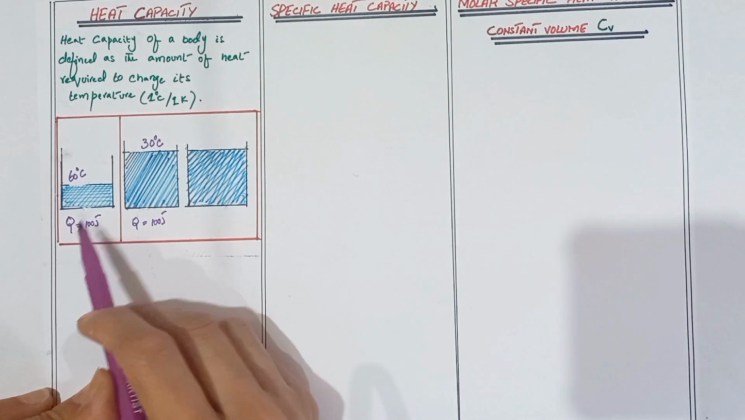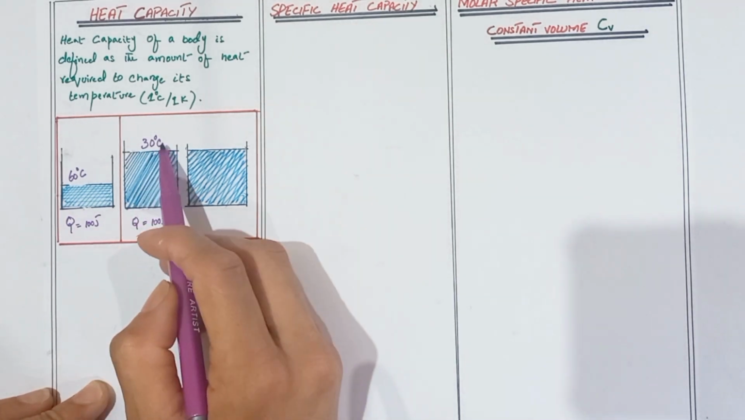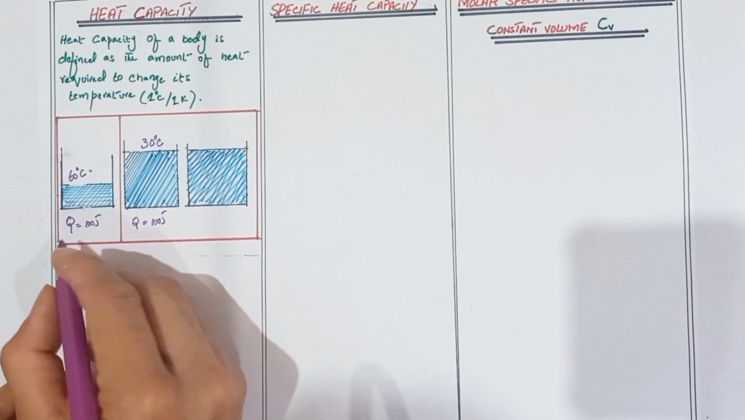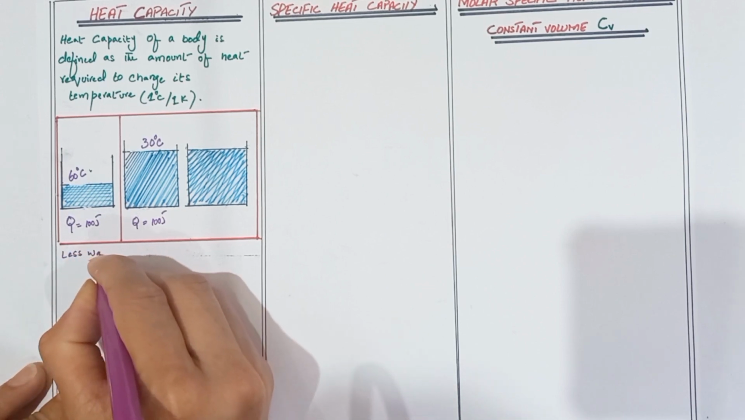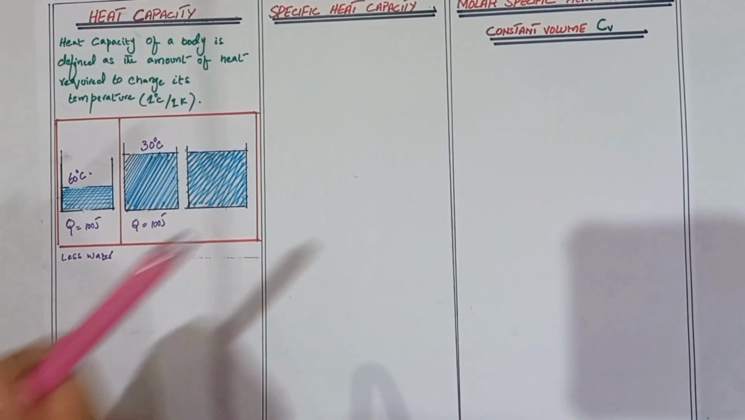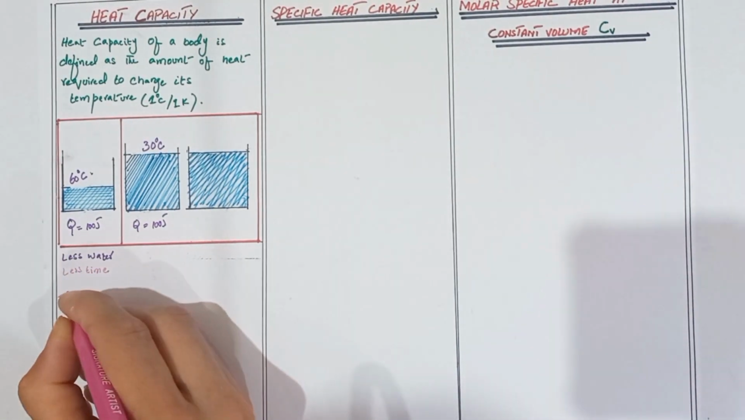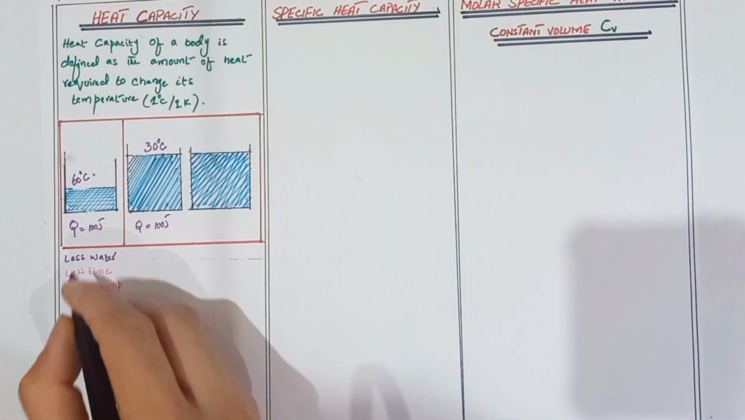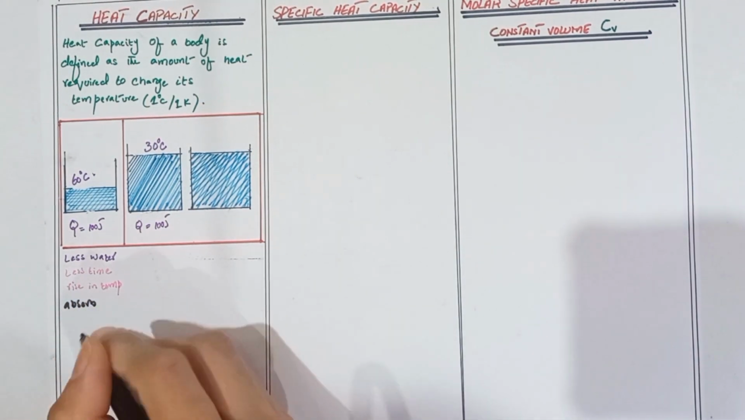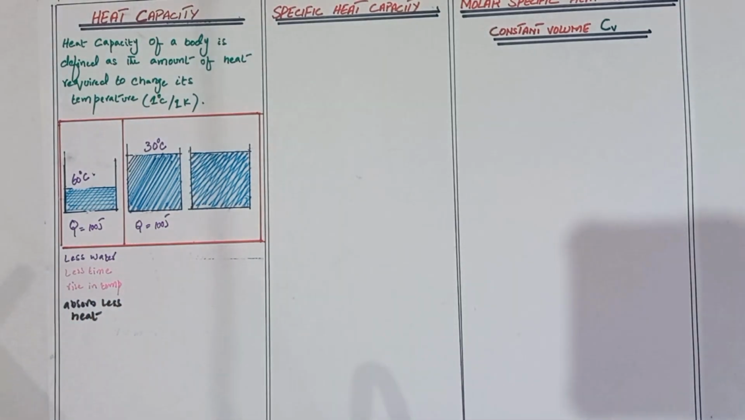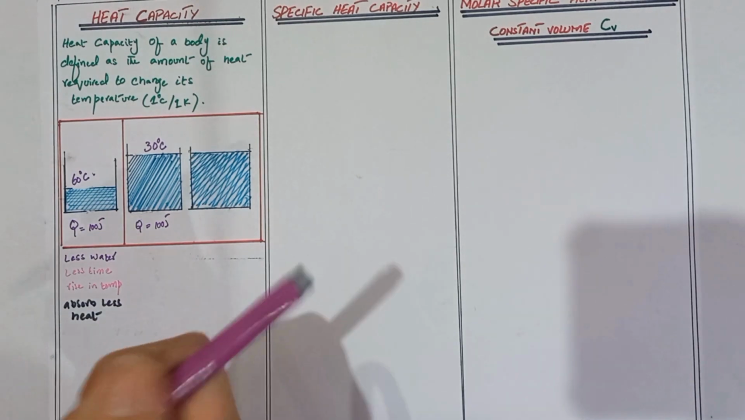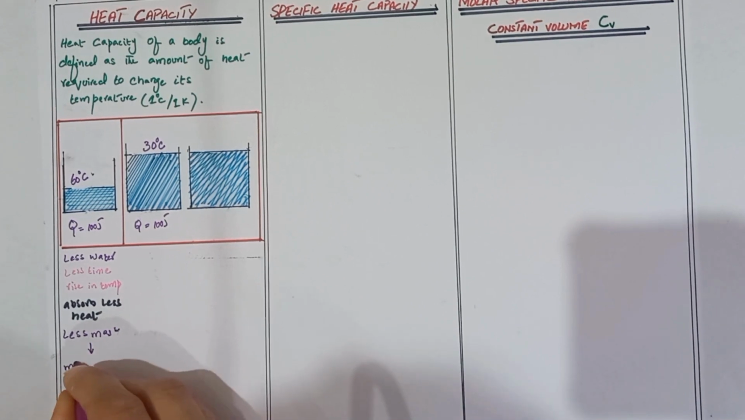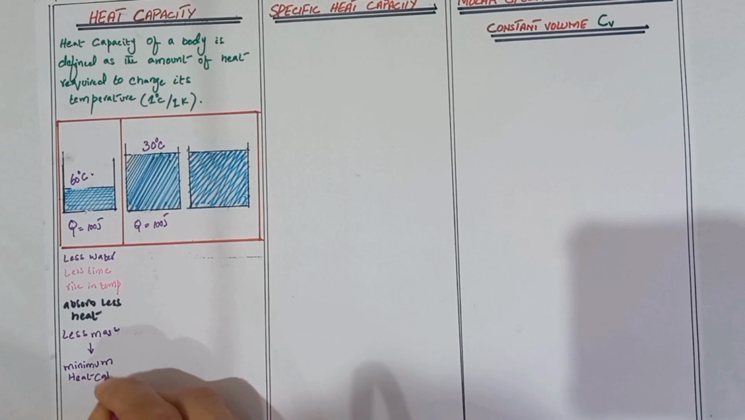It means that if we take more quantity of substance, it takes more heat to raise its temperature. If we take less quantity of substance, it takes less heat to raise the temperature. So here we write: less water takes less time to rise in temperature, absorbs less heat. So we conclude that if less mass, then it has minimum heat capacity.